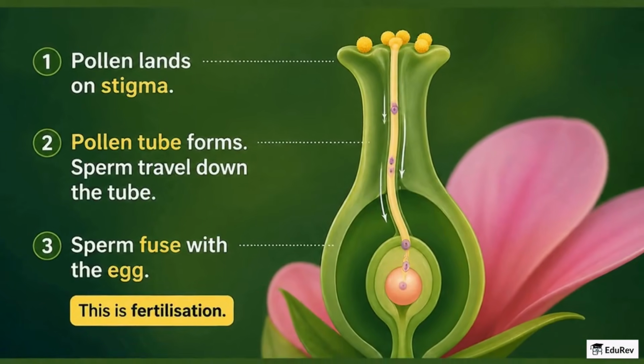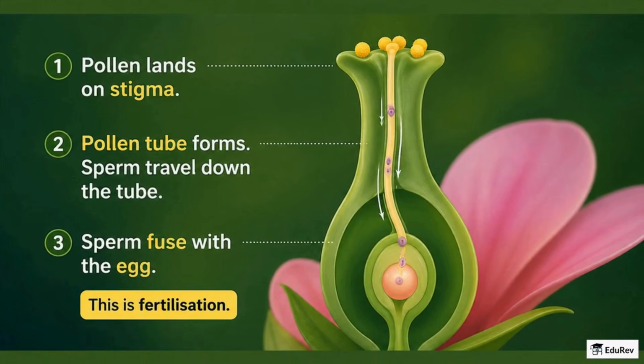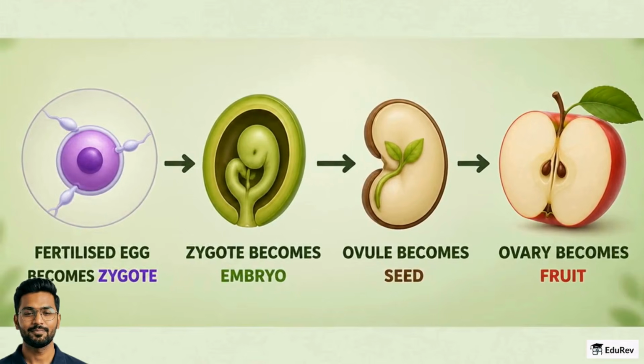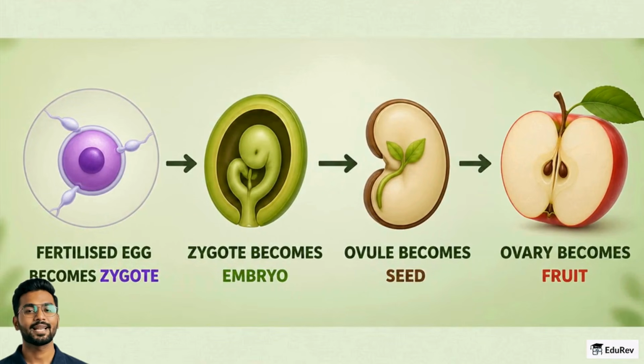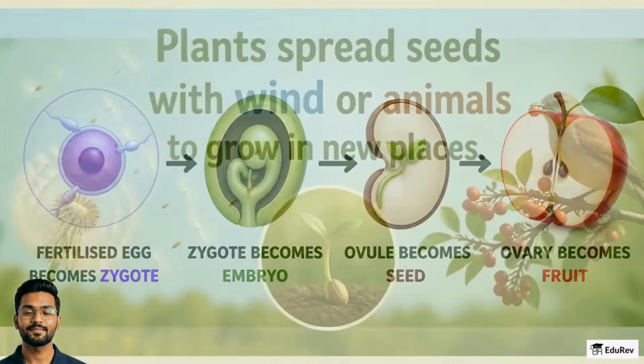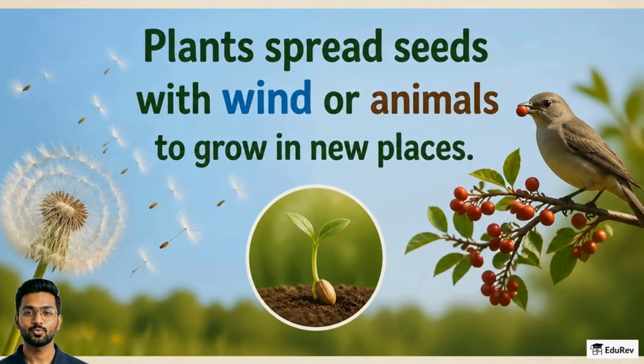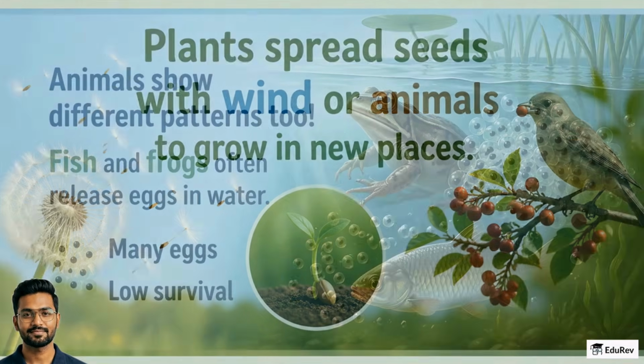After pollen lands on the stigma, it forms a pollen tube. Sperm travel down the tube and fuse with the egg. This is fertilization. The fertilized egg becomes a zygote and later an embryo. The ovule becomes the seed and the ovary becomes the fruit. Plants use wind or animals to carry seeds to new places so they can grow when conditions are good.